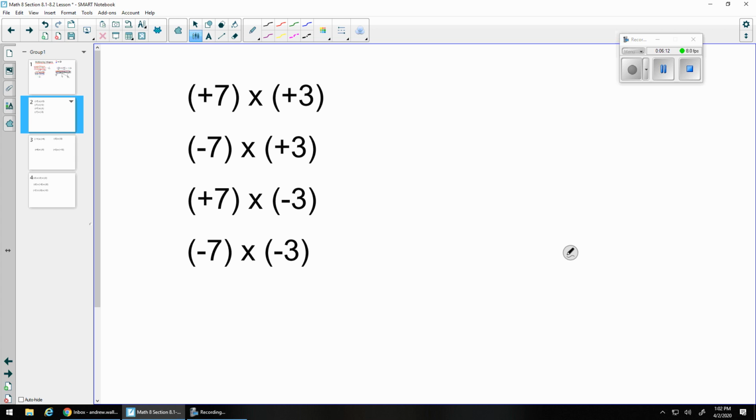So +7 times +3, we all hopefully remember that that is equal to 21. And that's positive. And I guess we can write in that positive symbol, even though if it's not there, we assume it's positive. What about if we had -7 times +3? So we had -7 taking away 7 groups of 3. If we took away 7 groups of 3, we're going to end up with a negative amount. So we end up with -21 when we take away those 7 groups of 3.